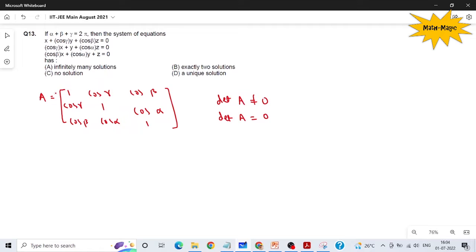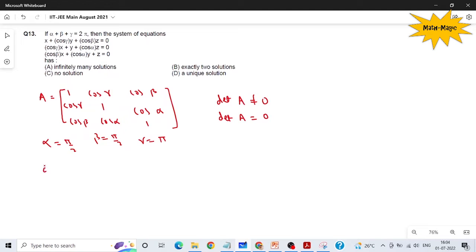Now, as this question is asked for alpha plus beta plus gamma equals 2 pi, it is for any partition of 2 pi. So we can take some nice values of alpha, beta and gamma and check whether the determinant of A is 0 or non-zero. As it is a generalized question, the question is for any partition. So for example, we can take alpha equal to pi by 2, beta equal to pi by 2, and gamma equal to pi. So here we have alpha plus beta plus gamma equals 2 pi.